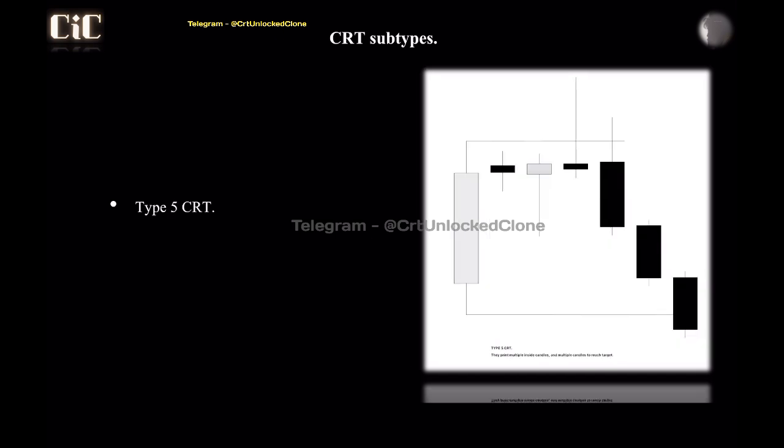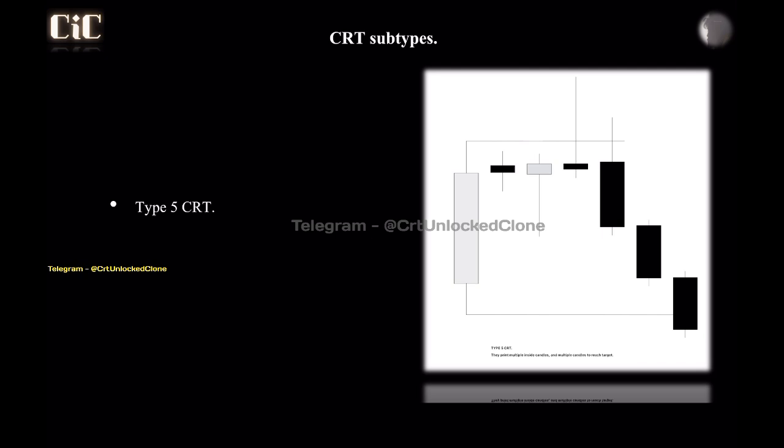Type 5 CRT is they print multiple inside candles and multiple candles to each target, right? So the least favorable, still tradable, because as long as you have this framework of accumulation inside this candle, manipulation, then they're likely going to distribute to the other end of the candle, right? Range low, range high. CRT is nothing more than a range, right? It's a visualization of the range.